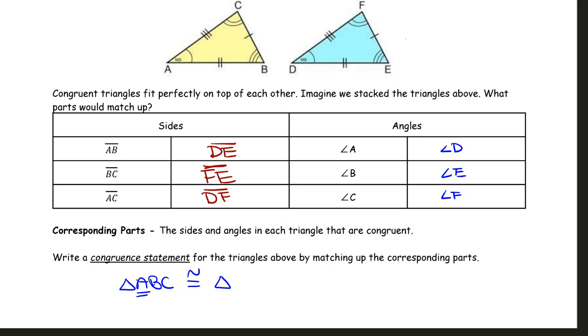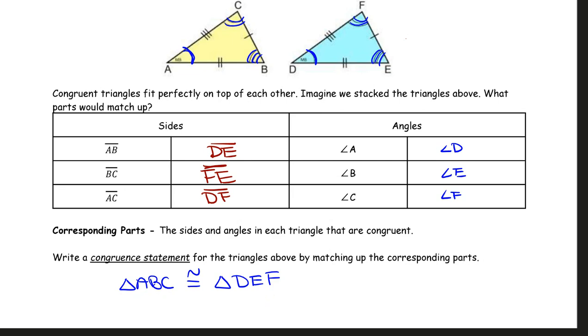So if I look at angle A, we already know that angle A corresponds to angle D. They are congruent. So if A comes first, D has to come first in this name. And then B comes second. What corresponds to angle B? That would be angle E. So if B comes second, E has to come second. And lastly, if C comes last, then F has to come last because the angles go in the same order. So triangle ABC has to go in order of DEF.